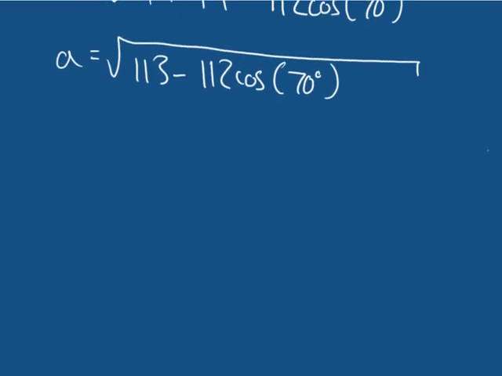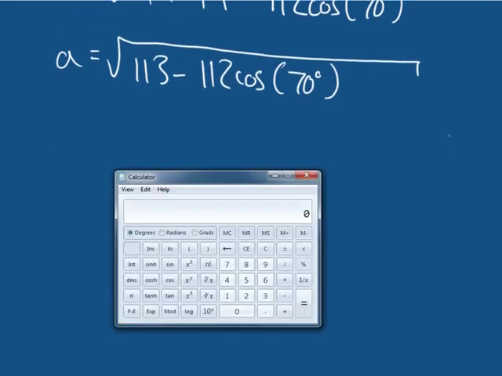I'm going to use a calculator now, so let's bring up a calculator. I'm first going to work out the value of 112 times the cosine of 70 degrees. So the cosine of 70 degrees, I am in degrees, so 70 degrees is 0.342. I can multiply that by 112, and that tells me that 112 cosine of 70 is 38.306, and then it keeps on going. So I'm going to copy this value now with Control C, and then I'm going to work out the entire value underneath the square root here.